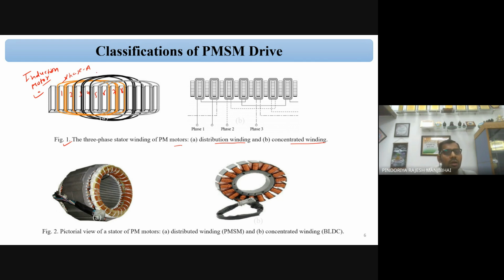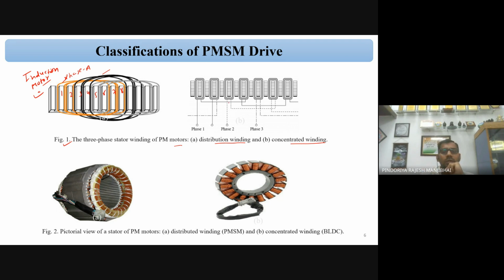Similarly, there is a black color wire. It is also connected with another pole. So we can say that phase A is distributed among all the poles. So there is a distributed winding in the PMSM.